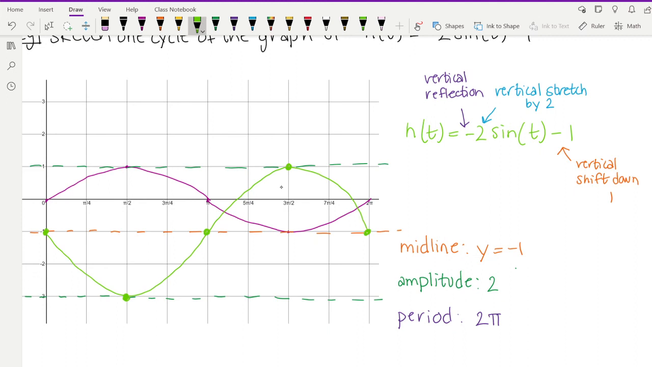So if you did this point by point, if you instead just focused on applying all the transformations to the 5 points, that would be okay. But like I said, I think when things get more complicated in the next video, you're going to find this method of establishing your midline and amplitude and period to be pretty helpful.